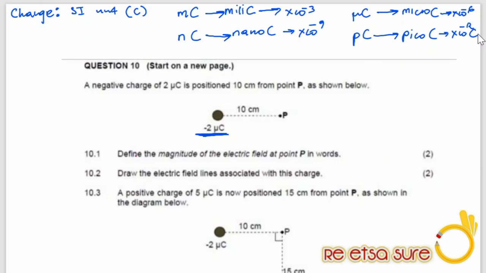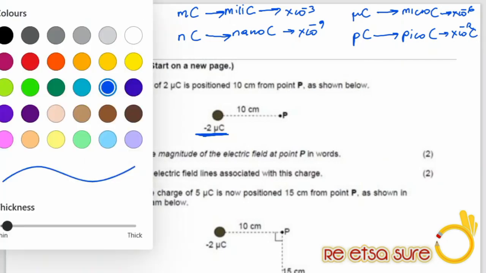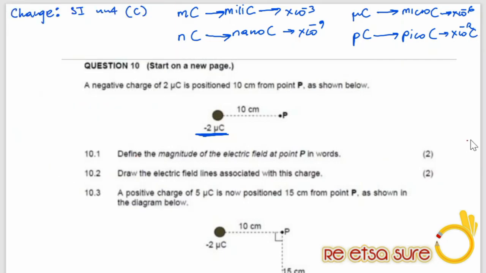Please make sure that you are aware of these, my beautiful learners. Make sure that you remember that milli is times 10 to the power of negative 3, micro is times 10 to the power of negative 6, nano is times 10 to the power of negative 9, and pico is times 10 to the power of negative 12.